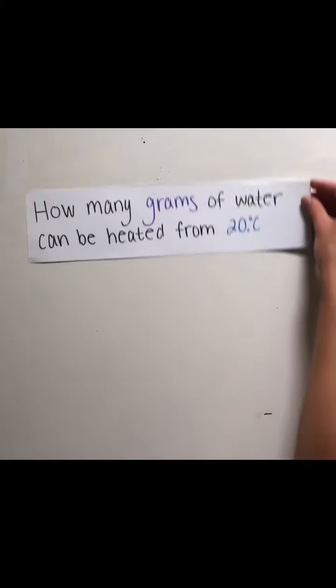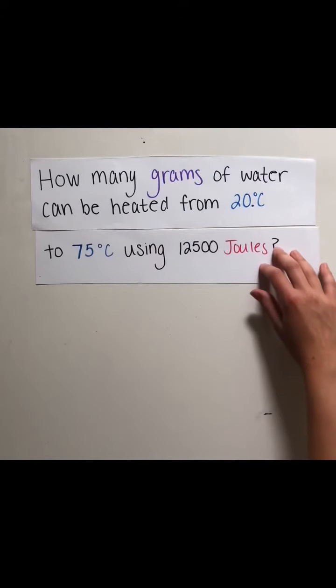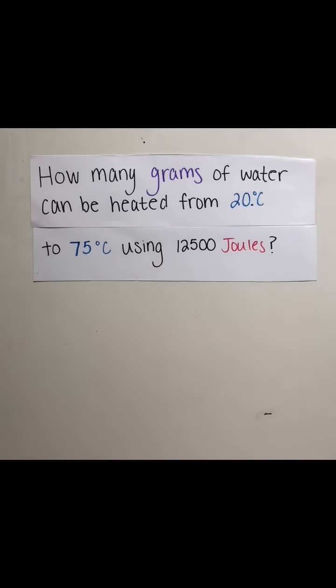Our third problem is, how many grams of water can be heated from 20 degrees Celsius to 75 degrees Celsius using 12,500 joules? Now, this problem is different from the previous examples because we are finding grams instead of joules. The specific heat of water is 4.184 joules over grams degrees Celsius. Try this problem on your own. Pause the video for more time.